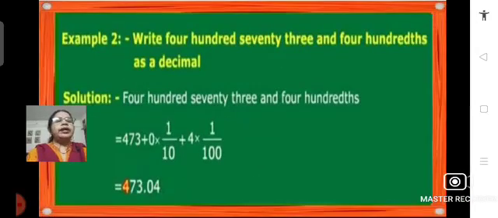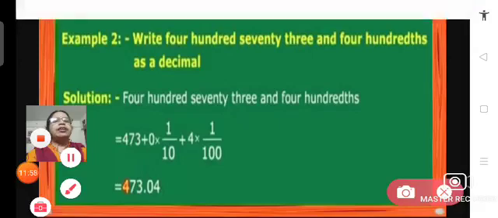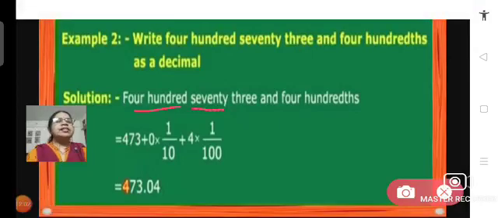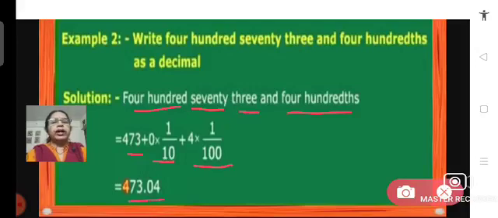Write 473 and 4 hundredths as decimal. So how many hundreds we have? We have 4 hundreds, 7 tens, 3 ones and 4 hundredths. We don't have tenths here. So it is 473 plus 0 tenths plus 4 hundredths. So the number becomes 473.04.